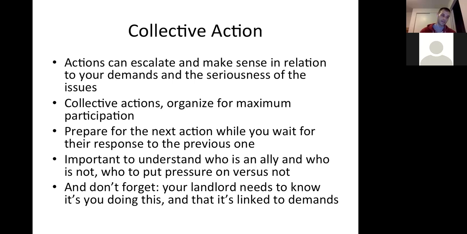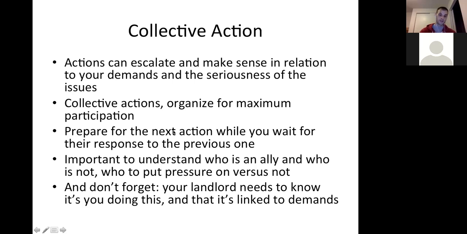Now, like I said, you might be having a rally in your neighborhood to get community support or to get media attention. That's fine, but if your primary objective for a specific action is putting pressure on your landlord, then you have to think about whether your landlord is going to notice your action and whether they're going to know that it's linked to your demands.